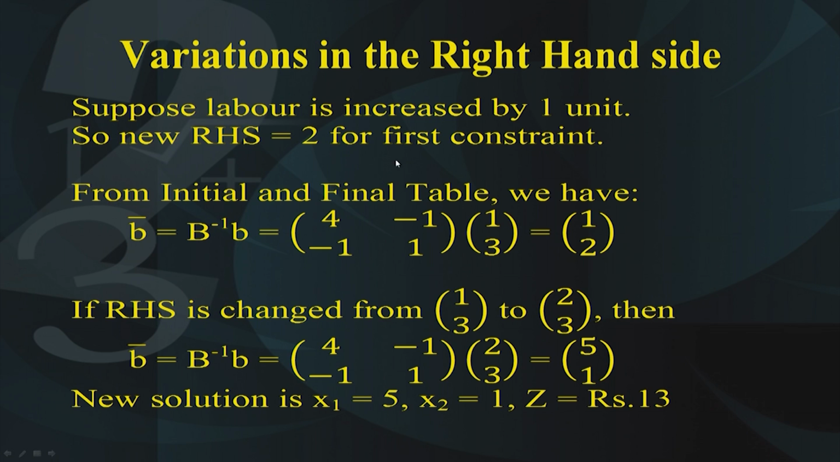In the initial table we found this B bar was nothing but B inverse b, 4 minus 1, minus 1 1, multiplied by 1 3, which came out to be 1 2. Now, if the new right hand side is changed from 1 3 to 2 3, then the new B bar will become B inverse b, which is equal to 4 minus 1, minus 1 1 multiplied by 2 3, and if you solve this, you will get 5 1. Therefore, the new solution is x 1 is equal to 5 and x 2 is equal to 1, and the objective function value is z is equal to 13.